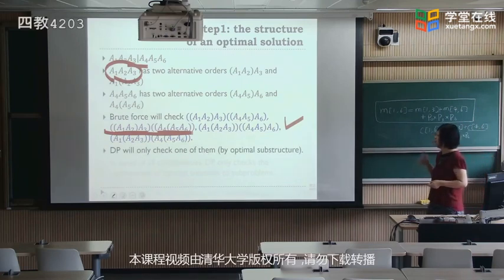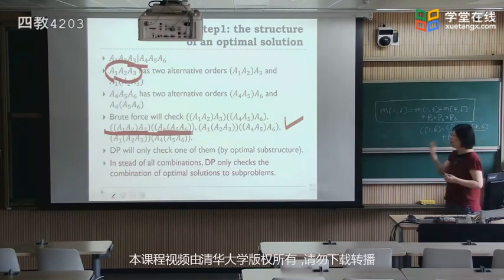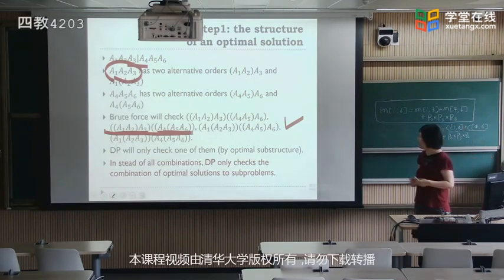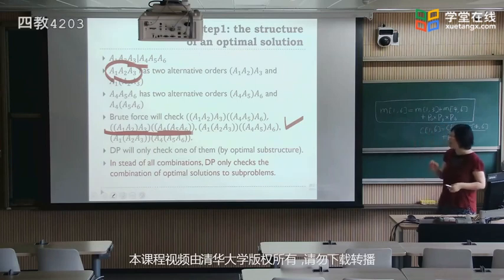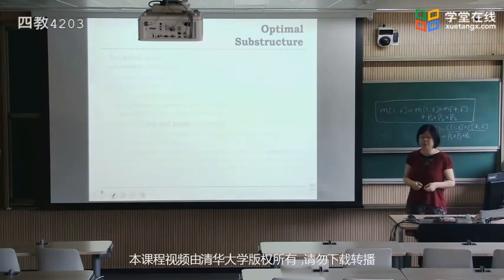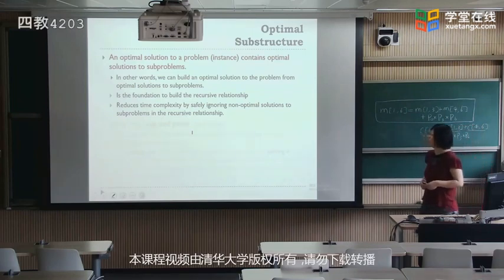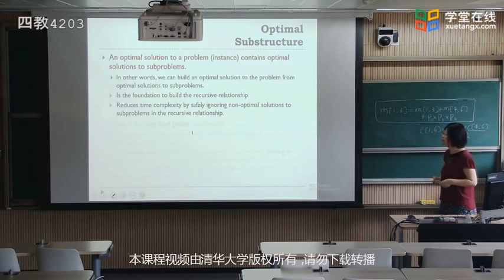Okay? So dynamic programming will only check one of them. In other words, instead of all combinations, dynamic programming only checks the combination of optimal solutions to subproblems. And this property has a name. It is called the optimal substructure property. Okay? So an optimal solution to a problem contains optimal solutions to subproblems, as what we discussed over here, right? So we can build an optimal solution to a problem from optimal solutions to subproblems.